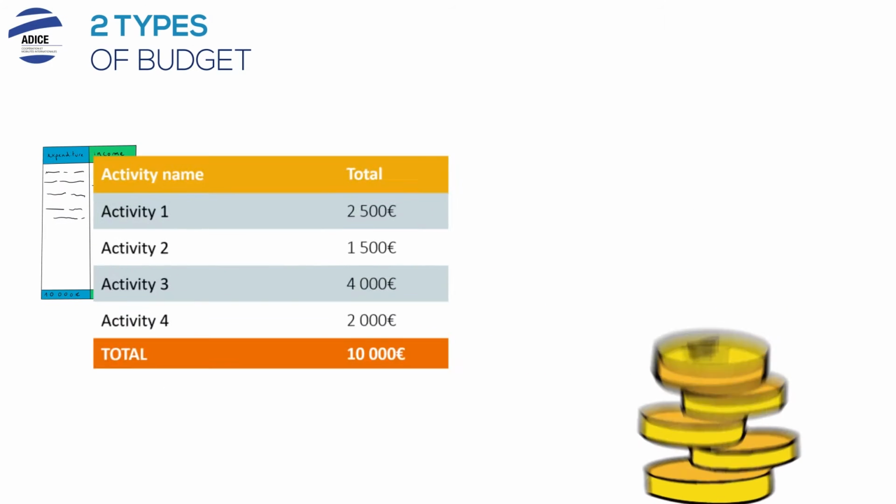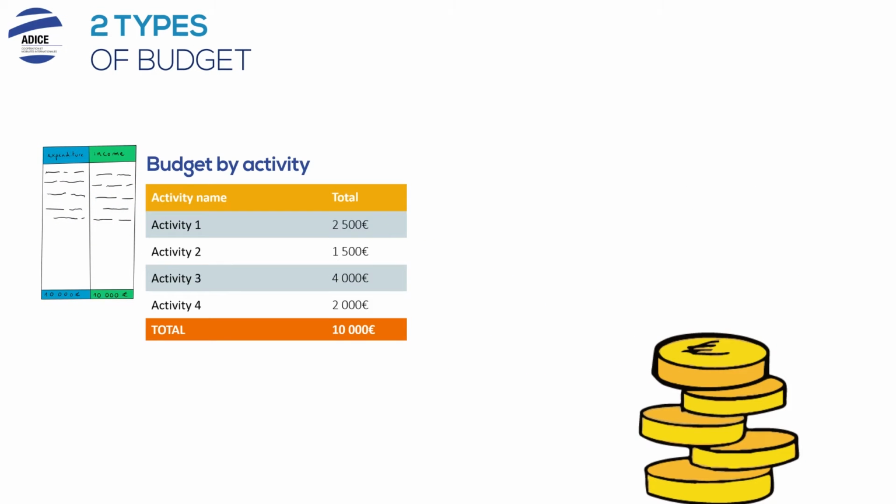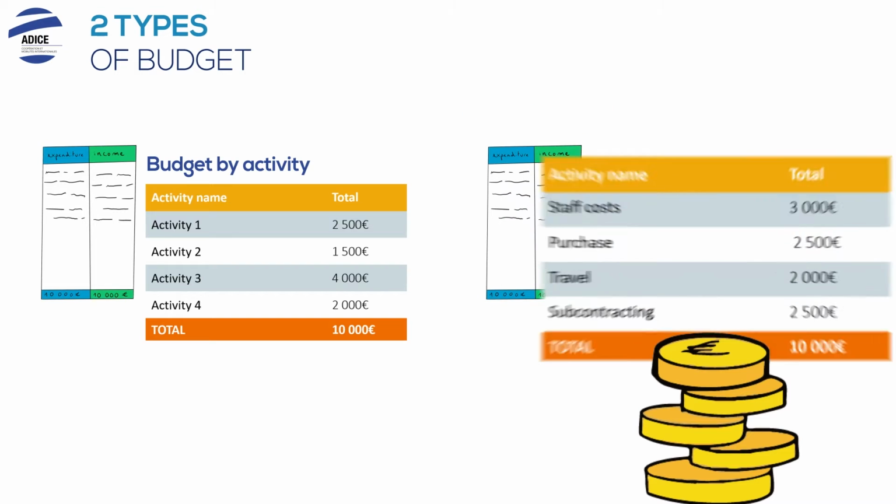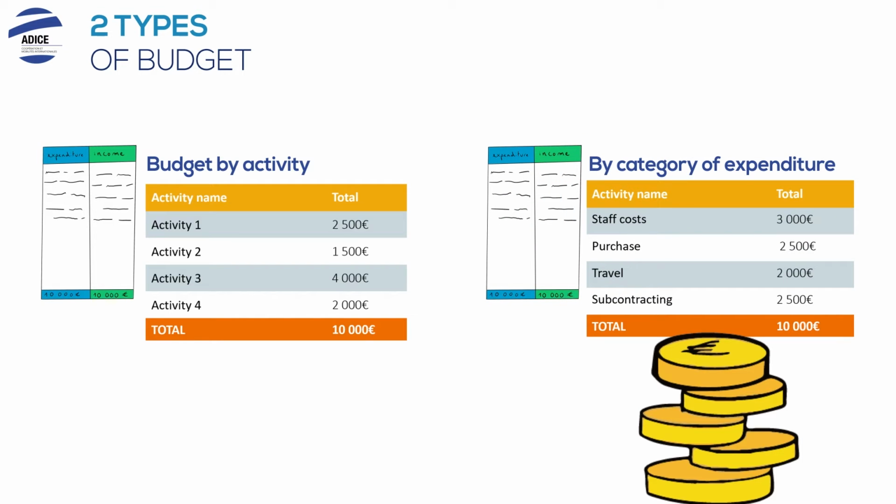There are 2 types of budget: the activity budget, which identifies all resources, and the budget by category of expenditure, where the form is often imposed by the funder.